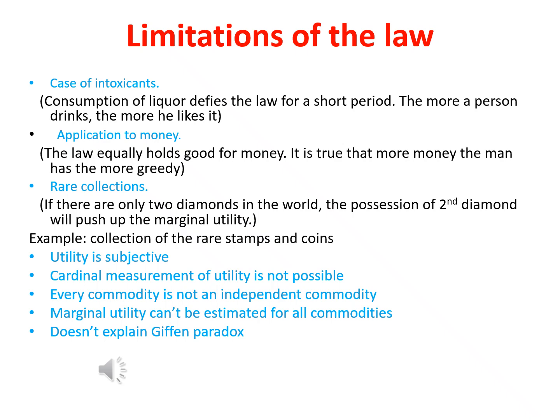The sixth limitation is that every commodity is not an independent commodity. In reality, many goods are either complementary goods or substitute goods. For example, tea is often consumed with biscuits. Cars require petrol. Mobile phones require internet services. The satisfaction obtained from one commodity frequently depends upon the availability of another. Therefore, the utility of different commodities cannot always be analyzed independently, as assumed by the law.